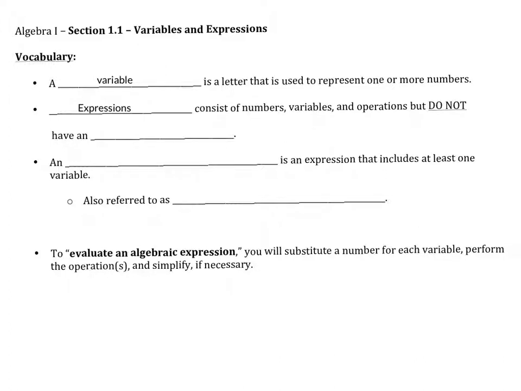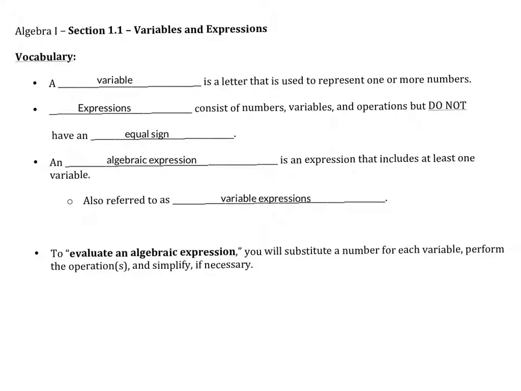Expressions consist of numbers, variables, and operations, but do not have an equal sign. If it had an equal sign, that would be an equation, not an expression. An algebraic expression is an expression, so again, it does not have an equal sign, that includes at least one variable. So in order for it to be algebraic, it has to have at least one variable. This is also referred to as variable expressions. So you'll hear these used interchangeably. Algebraic expression and variable expression is exactly the same thing. It does not have an equal sign, but it has at least one variable.